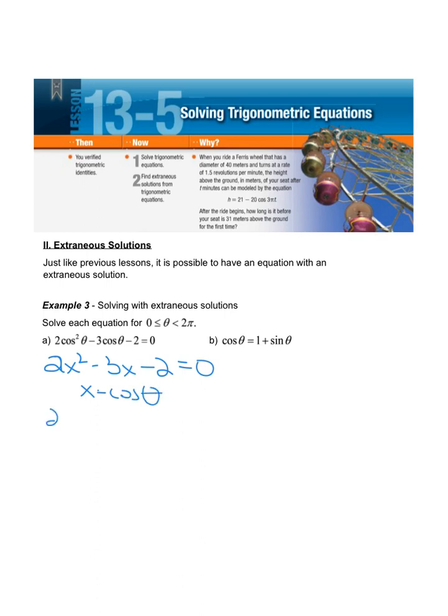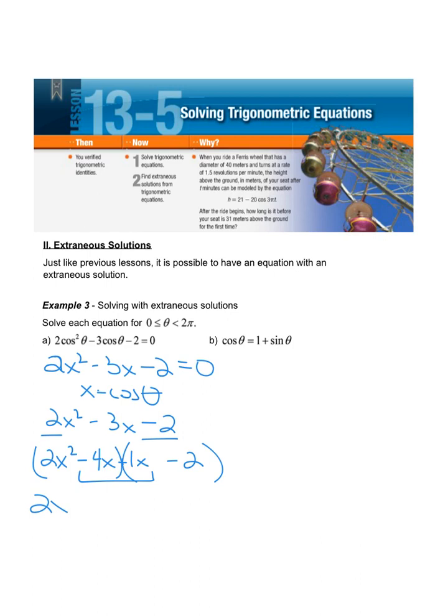So if we're thinking 2x squared minus 3x minus 2, I'm thinking, what are the factors of negative 4 that add up to negative 3x? So negative 4 and 1 give me negative 3x. So I'm going to factor by grouping. In the first group, I can take out a 2x, and I wind up with x minus 2. In my second group, all I can take out is a 1, and I wind up with x minus 2. So I get 2x plus 1 and x minus 2.